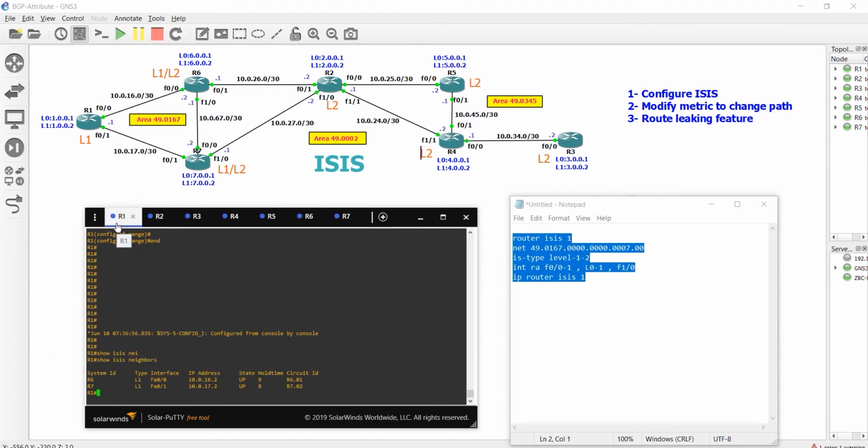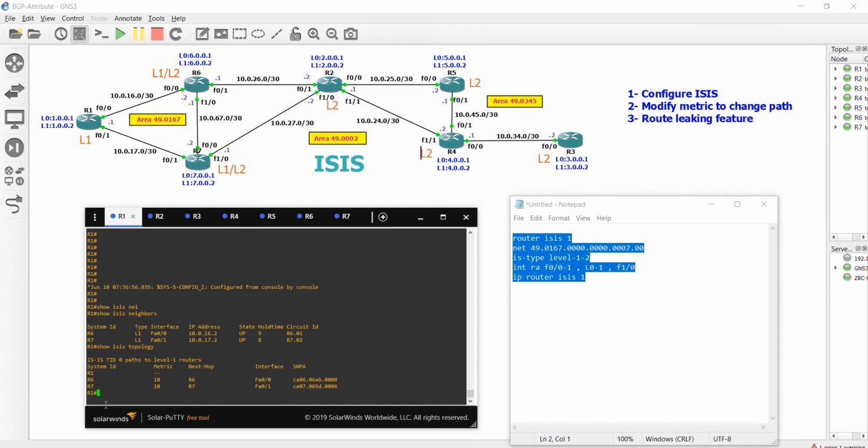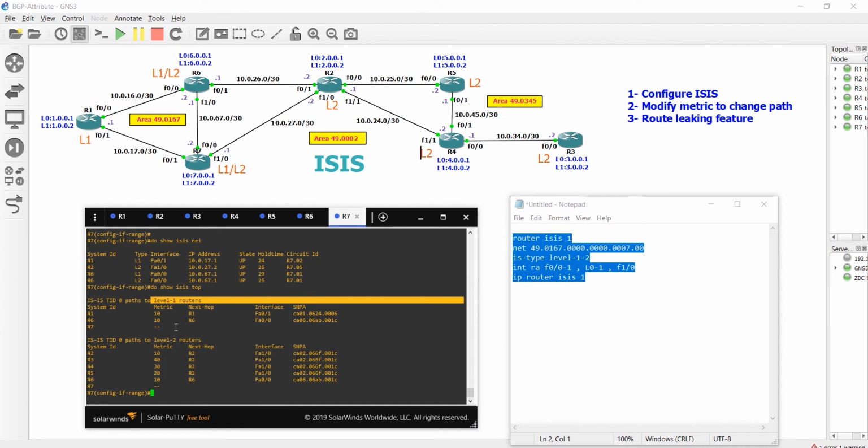But about router number 1, you should write here ISIS topology. Yeah, you can see only level 1 because level 1 cannot see level 2. Okay? Level 1 and level 2 can see all of the level 1 and level 2. What about level 2 type R2?